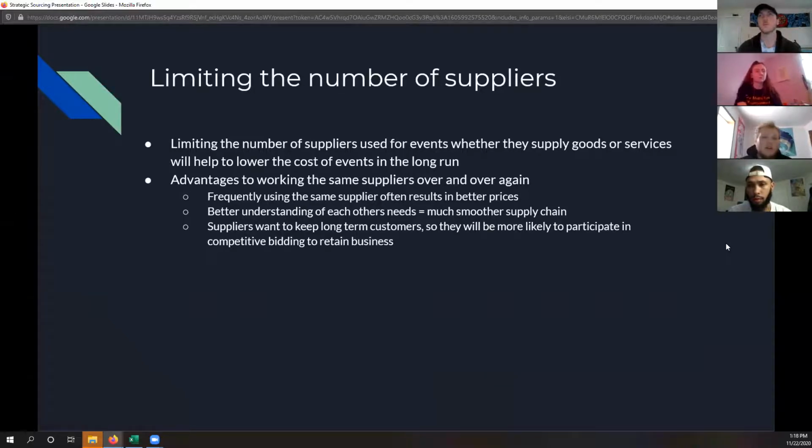Suppliers want to keep their long-term customers, so they're going to be more likely to participate in competitive bidding against each other. If you pose a bid for a catering event of 500 people to all your food suppliers, they're all going to come in to try and give you the best price, and you're going to end up paying less than you would have if you went to a random supplier.